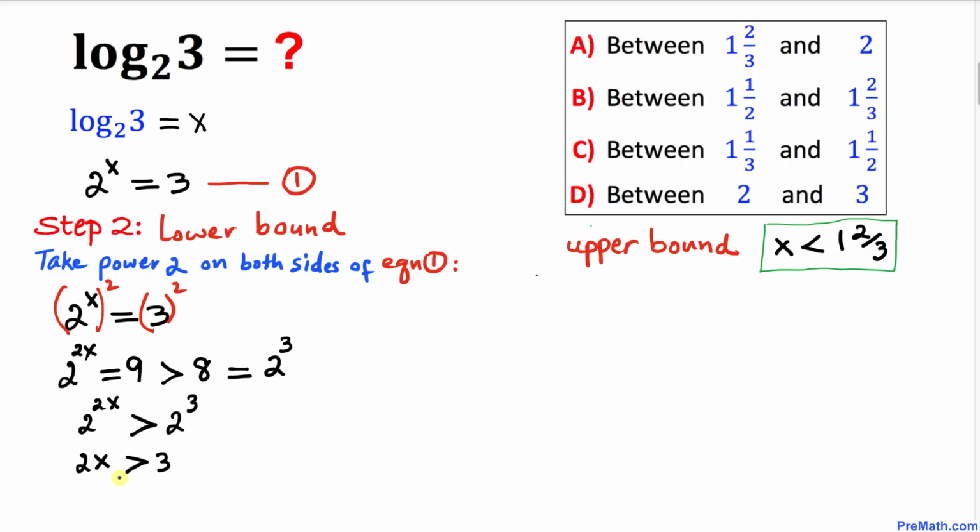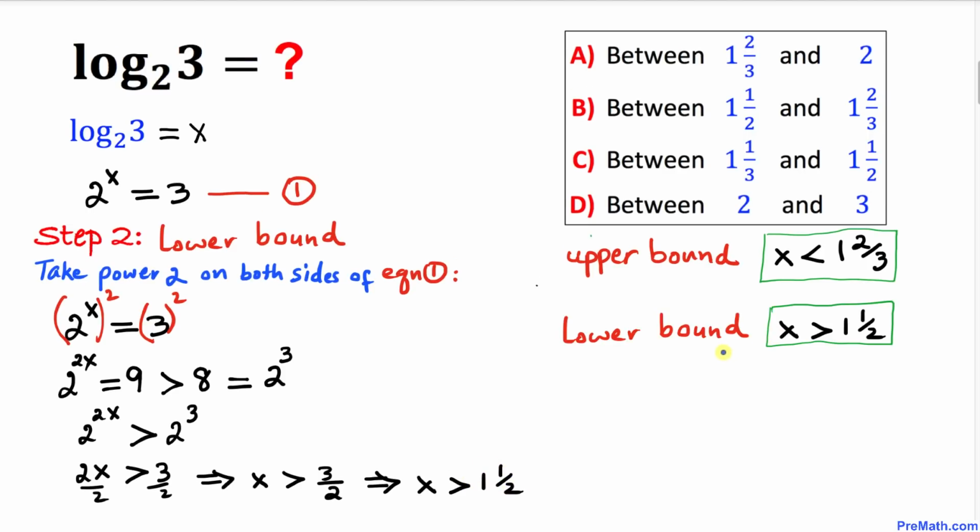All right, and now if we divide both sides by 2 to isolate x, that means x is going to be bigger than 3 over 2. And now let's put this as a decimal, so x is going to be greater than 1.5. So our lower bound turns out to be x is greater than 1.5.